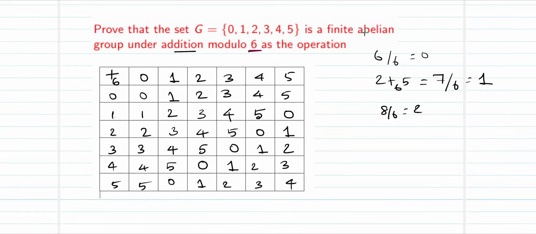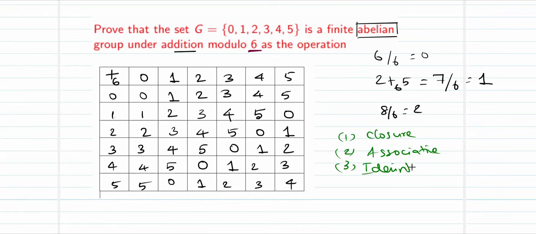The thing which we need to show is that it is going to be abelian. What do you mean by abelian? I need to satisfy the criteria of closure. Next is going to be associative. Next I need to show that it is going to have an identity element. Next I need to show that it has an inverse, and since it is going to be abelian, I also need to further show that it is going to be commutative.